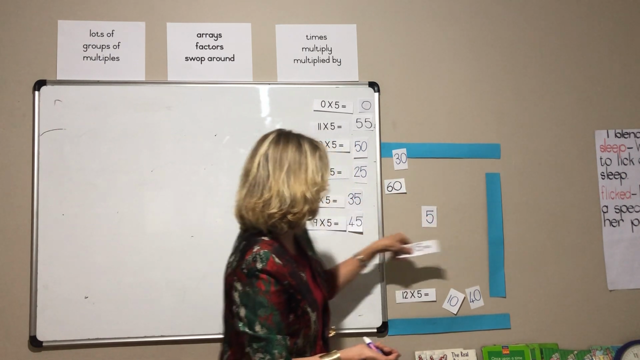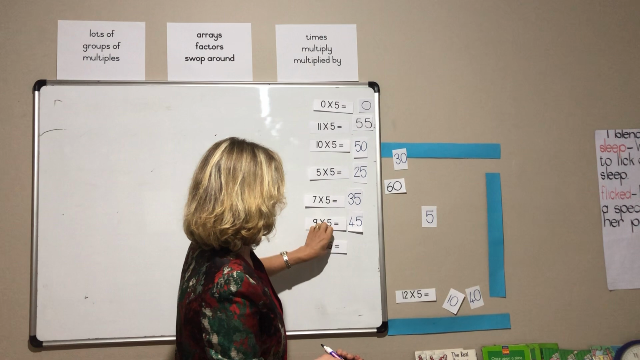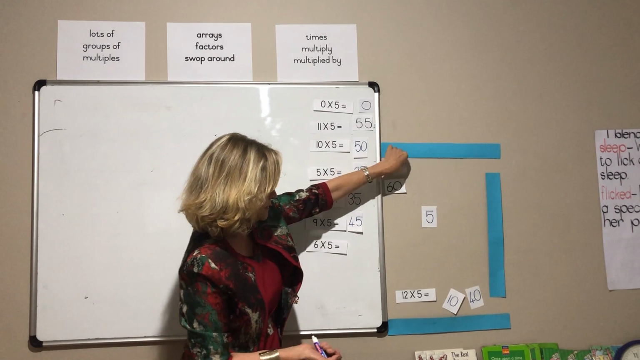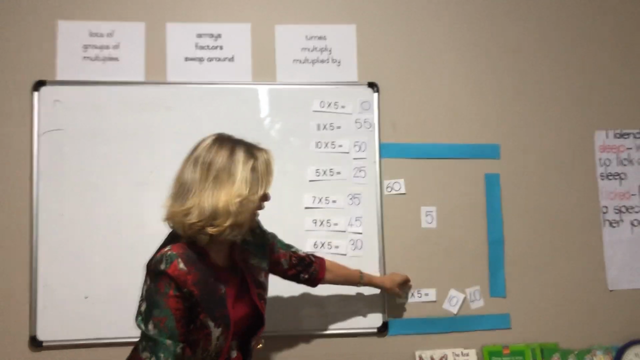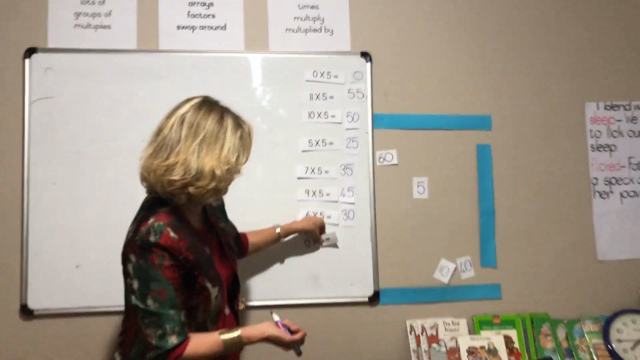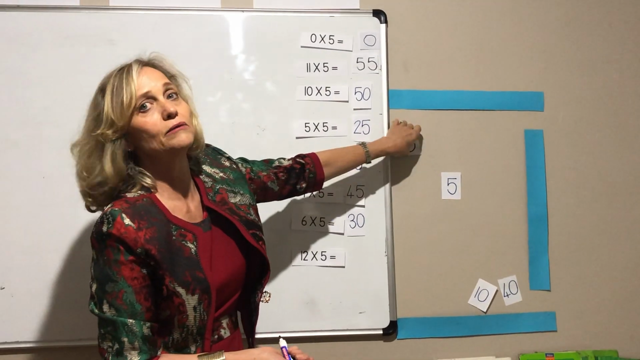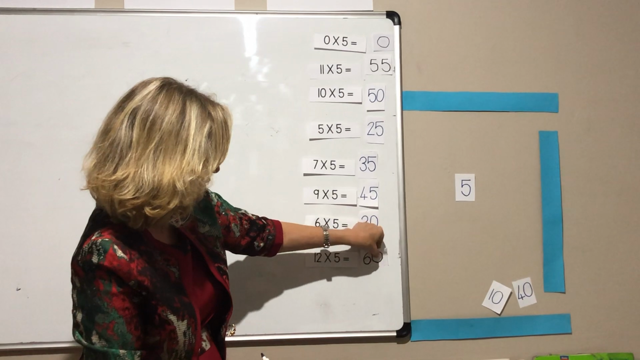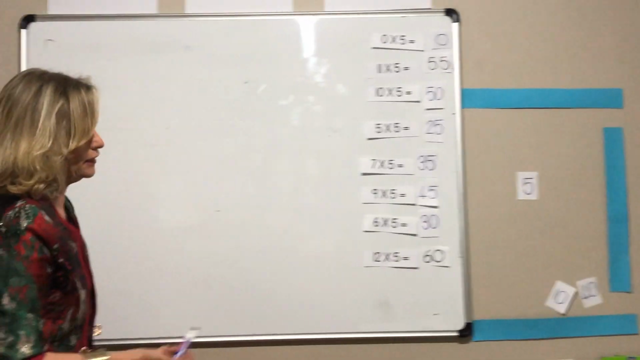Okay, 6 times 5. How much is that? Yes, it's 30. And 12 times 5 is what? 60. Well done, well done, well done.